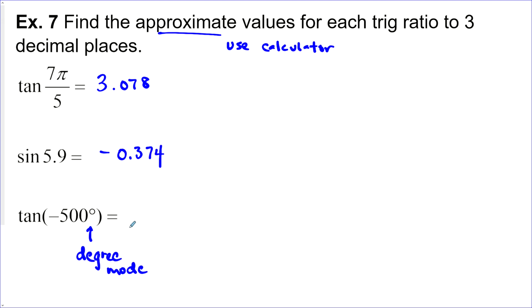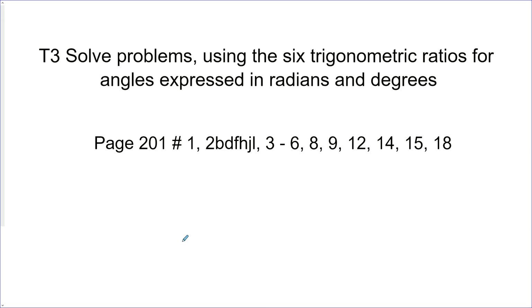So in this course, we have to be changing the mode constantly based on the question that we're doing. So put yourself in degree mode, 0.839. This was part of Trigonometry 3, solving problems using the 6 trigonometric ratios for angles expressed in radians and degrees. There's some questions, give them a try, see if you know what you are doing.